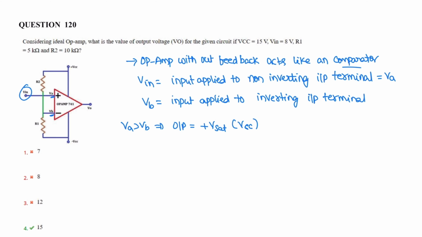It is in open loop. The output of an op amp is either plus V saturation or minus V saturation. That is, the op amp is driven into extreme conditions. Output is VCC. If VA is less than VB, so the voltage applied to the non-inverting input terminal of the op amp is less than the inverting input terminal, then the output of the operational amplifier V0 is minus V saturation. So minus V saturation is minus VCC. So the correct option is plus 15 volts. VCC is 15, input is 8 volts, and R1 and R2 are mentioned. It is plus 15 volts.